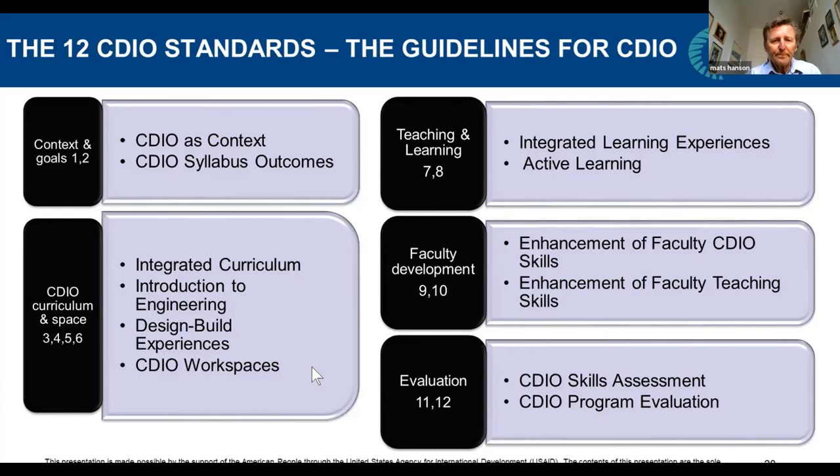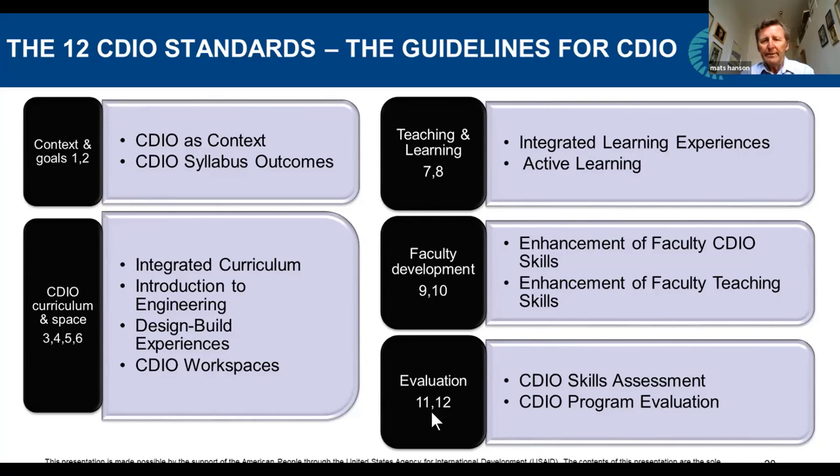Then you have the standards 3, 4, 5, 6 about the curriculum itself, how to design the curriculum. Especially, I'm also coming back to the CDIO workspaces that, for me personally, are very, very, very important. Teaching and learning, 7 and 8. Also, as I said, in the 5-day workshop, I'm going to work with this part of integrated learning experience and active learning very much, because I think the students need to be active to learn. Passive students don't learn so much, they learn almost nothing if they are passive. They have to be active, so this is a very important part. Faculty development, 9 and 10, and then the assessment and evaluation on 11 and 12.